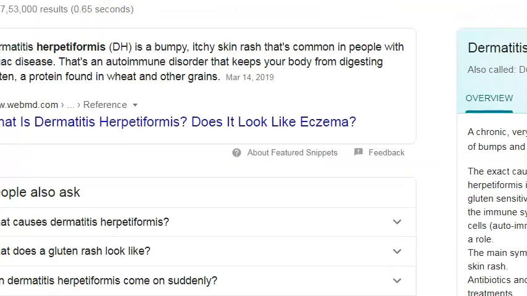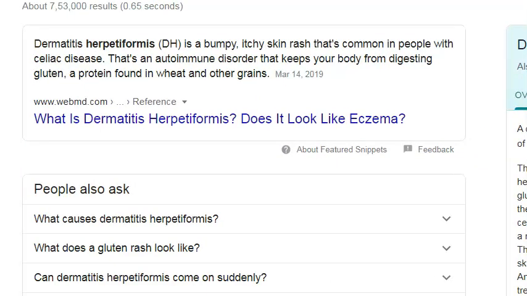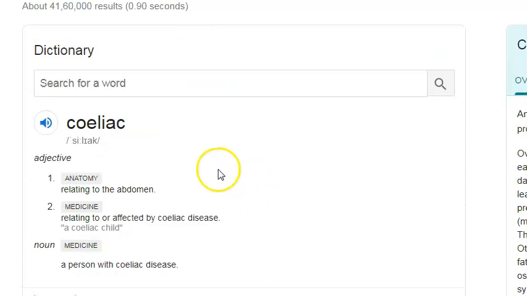Dermatitis herpetiformis, DH: a bumpy, itchy skin rash, common in people with celiac disease. Autoimmune again. Then why is it called herpetiformis? It's nothing to do with herpes. It's an autoimmune disorder. Actually, the word should be celiac, from the abdomen. Okay, celiac disease.